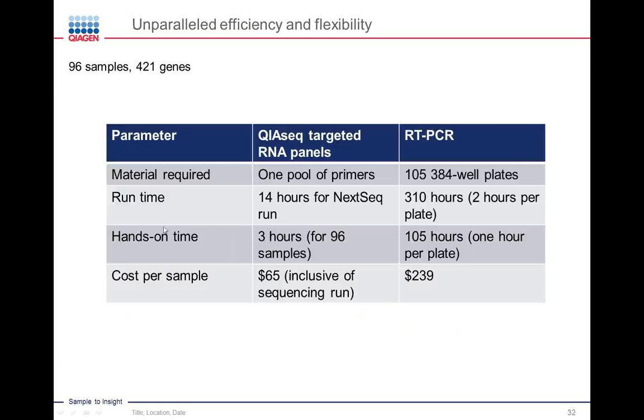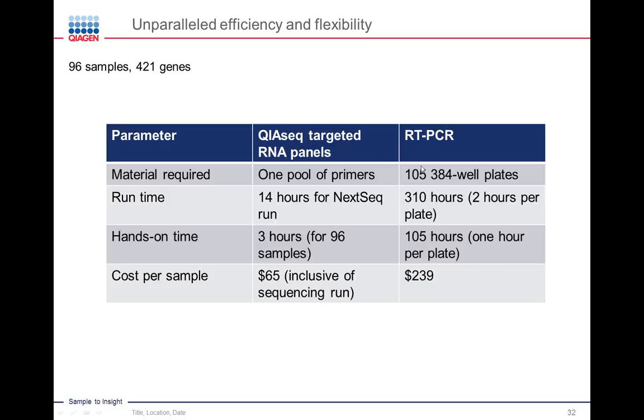But just to also compare the different parameters of using the QIAseq targeted RNA panels to real-time PCR. Let's say we want to use real-time PCR on those 96 samples and interrogate those 421 genes, how do the numbers look in terms of the material required, runtime, hands-on time, and the cost per sample? Looking at the materials required, you only require that one pool of primers using the QIAseq targeted RNA panels to interrogate the 421 genes that we interrogated in this example.